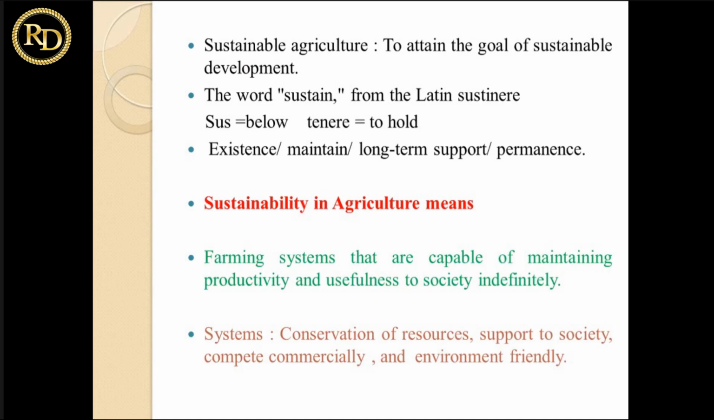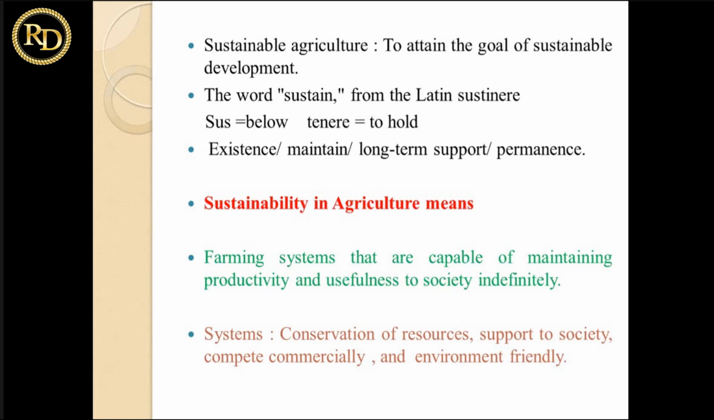All of you know we are using this word, sustainable agriculture. What is the meaning of sustainable agriculture? Sustainable agriculture is the system that helps to attain the goal of sustainable development. When we talk in terms of agriculture, we are talking in terms of development. Now this word sustainable is derived from two Latin words: sus, meaning below, and tenere, meaning to hold.